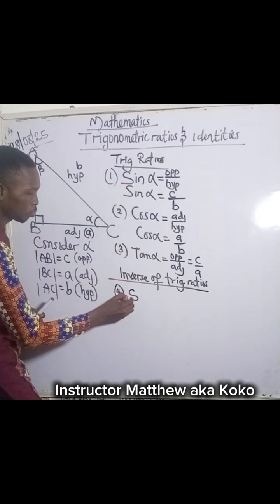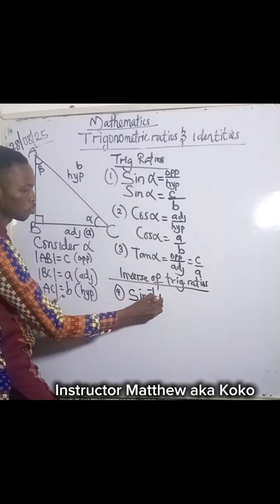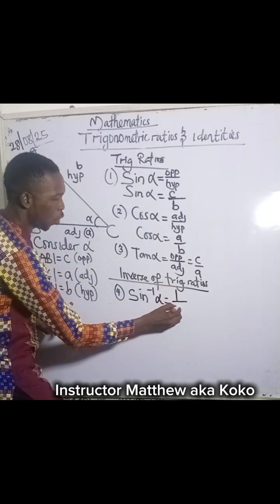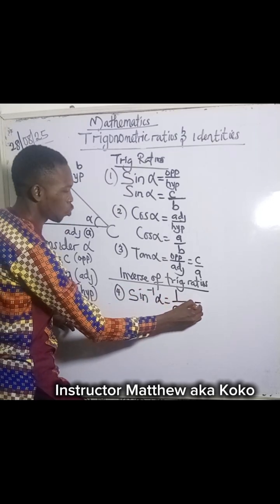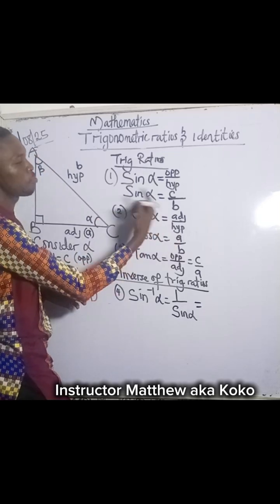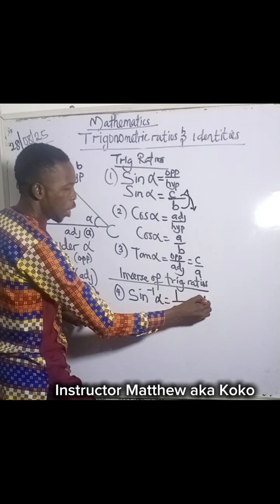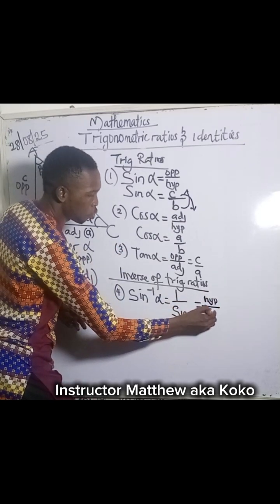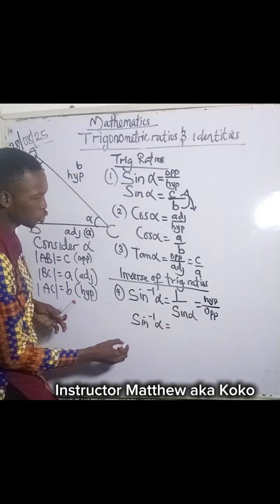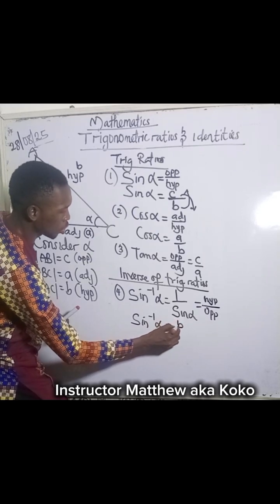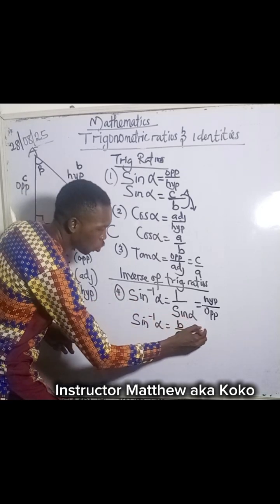The inverse of sine is written as sine inverse. The inverse of this angle is given as 1 divided by sine alpha. The inverse simply means b will move up and c will come down, and that gives us hypotenuse divided by opposite. So the inverse of that angle is b divided by c. And the inverse of sine is called cosec.